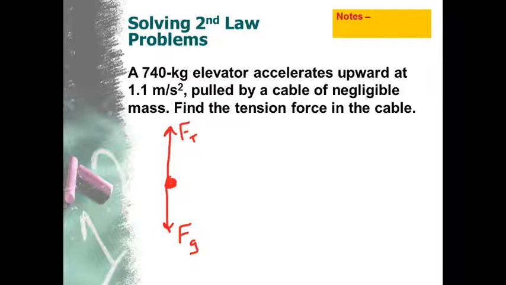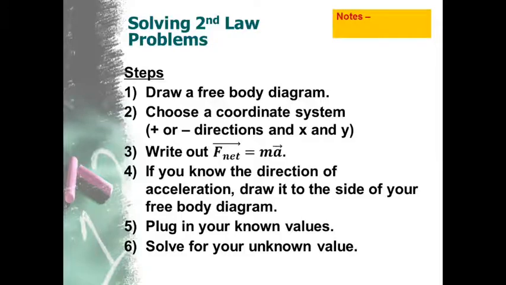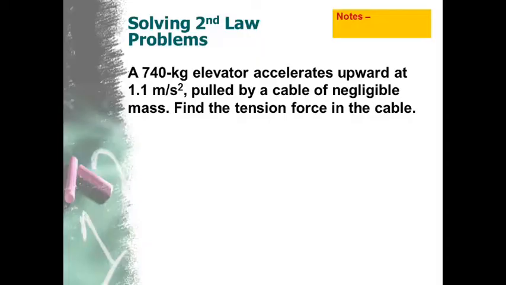All right. Now what I need to do is, I forgot my second step here. Okay, choose a coordinate system, right. I knew I was forgetting a step there. So we are going to choose up as positive, and we're going to choose down as negative. And since we're only dealing with up and down, we don't need to worry about the left and right direction, so we don't need to worry about x and y. So that's my coordinate system.